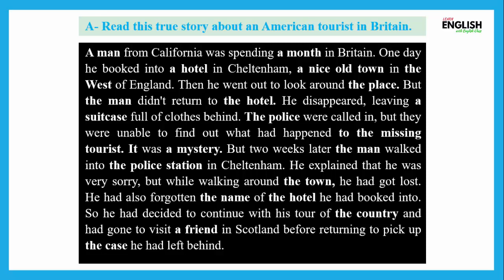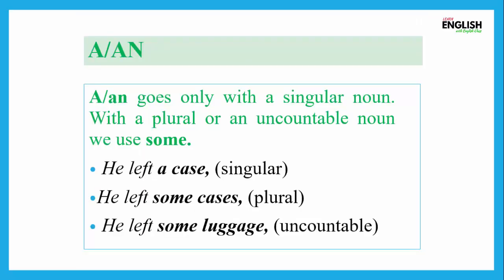As you know, a and an go only with a singular noun. With a plural or an uncountable noun, we use some. Let's start with indefinite articles. A, an goes only with a singular noun. With a plural or an uncountable noun, we use some. So let's discover these examples below.